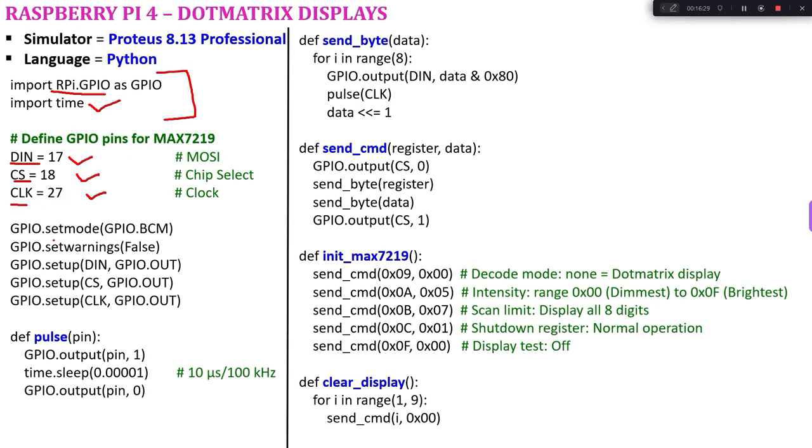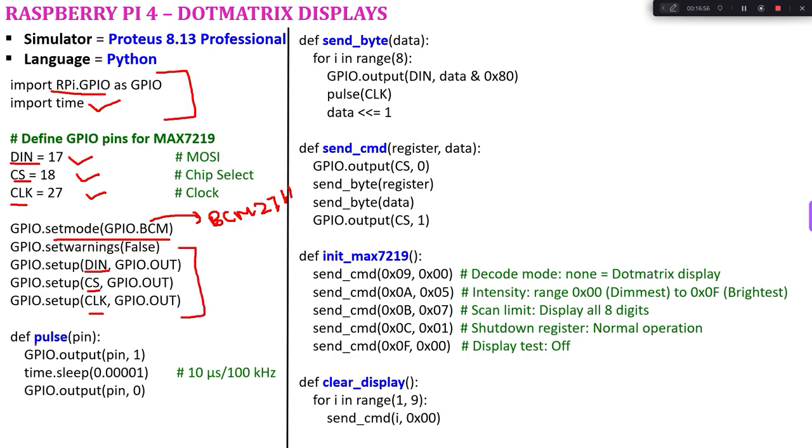Then first I am going to set the mode, whether I am going to use a Raspberry Pi board pin or IC pin. Here I set it to be BCM, which means I am going to use a IC pin, BCM 2711 IC pins. So this is a ARM Cortex A72 processor. Then I am going to set this D in, CS and clock signal to be output signals.